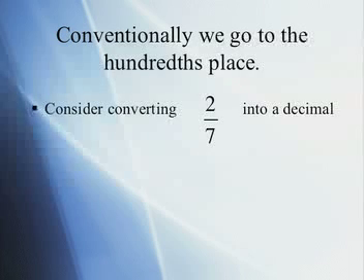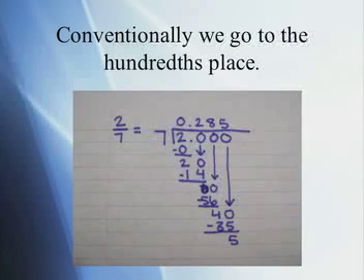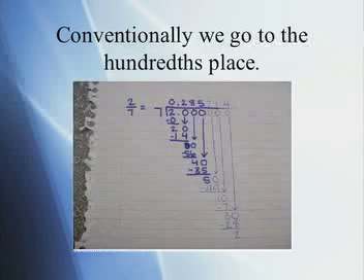Okay, conventionally, we're going to go to the hundredths place. So when you have a number like 2/7 and you're turning it into a decimal, as you know, we're going to do our division. And you can see I've gone out to the 3rd digit here. I've got a 5 left over down at the very bottom. My next step is going to be to bring down a 0 and keep going. So I've done 3 more places after the decimal, and I'm still going.